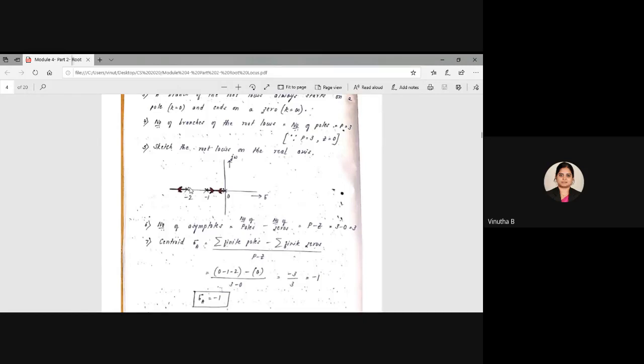So till here I hope you all have understood. Then number of asymptotes is equal to number of poles minus number of zeros, which is P minus Z, which is equal to 3 minus 0 equal to 3. So definitely when there are no zeros, then you will be having asymptotes, and whatever value 3 we have got here is correct because there were 3 poles, and for those 3 poles we have 3 asymptotes.